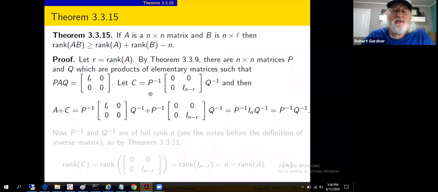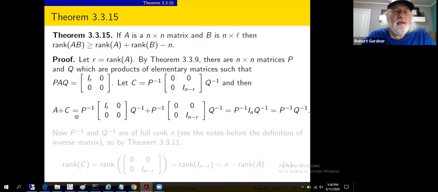Define matrix C to be the inverse of this product of elementary matrices, invertible. Define it to be P inverse times this partitioned matrix times Q inverse, because I said so. We'll see it work out in the arithmetic. Then if we take A plus C, we're not really looking at sums of matrices, but it'll come out in the computations.